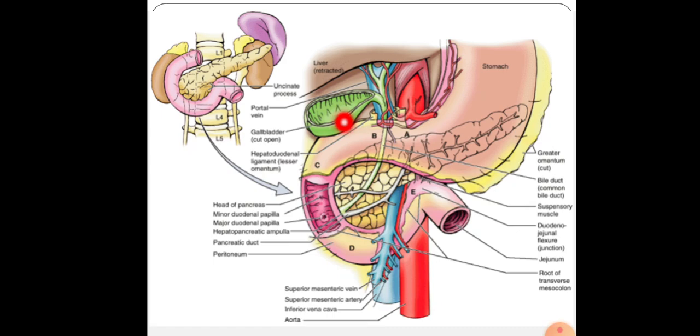The duodenum is the shortest, widest, and fixed part, and also it is a retroperitoneal part. Retroperitoneal means covered by peritoneum anteriorly.